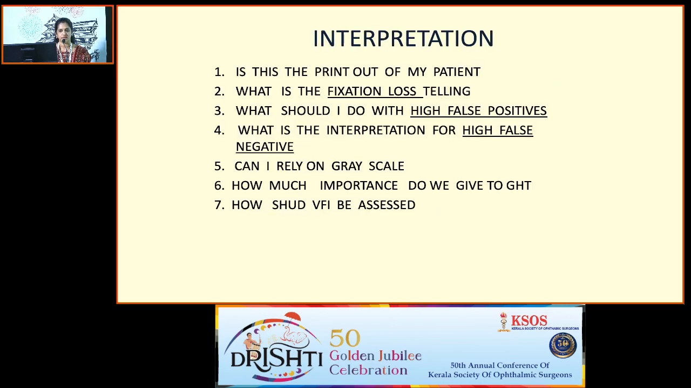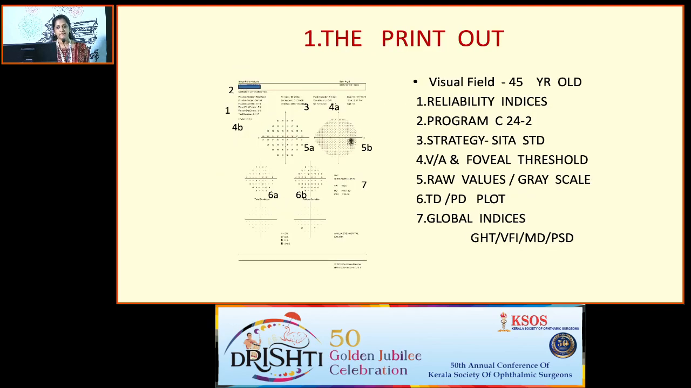Coming on to interpretation, a systematic interpretation is necessary. When you get a printout, first see whether this is a printout of my specific patient. That is the first thing. And then the reliability indices: the fixation losses, false positives, and false negatives. The next thing is, can we rely on the grayscale? How much importance do we give to the glaucoma hemifield test? And how should we assess the visual field index?